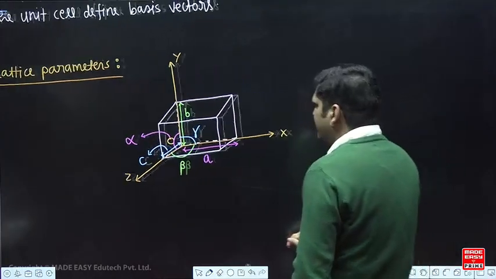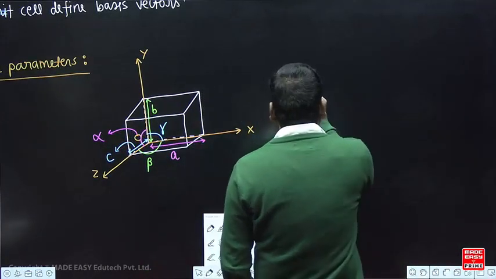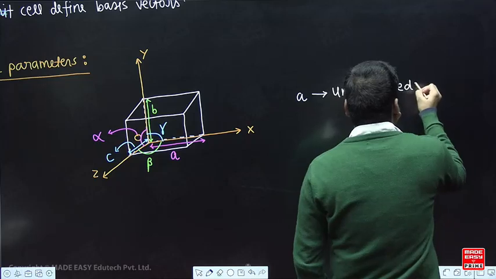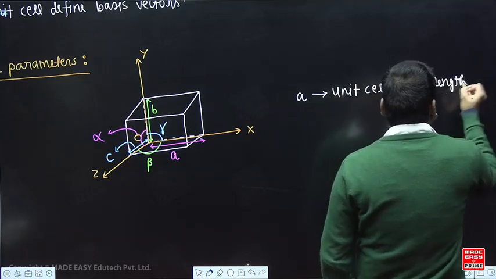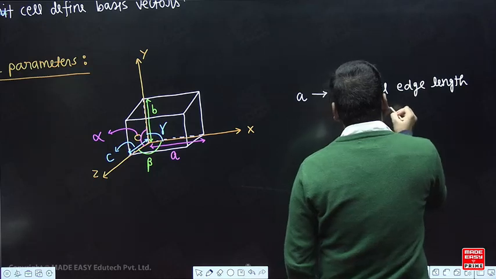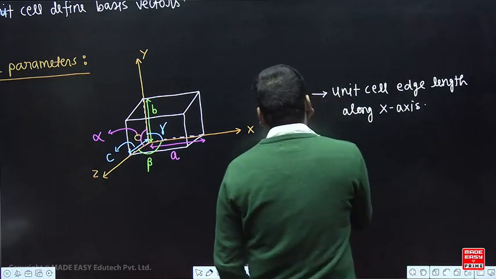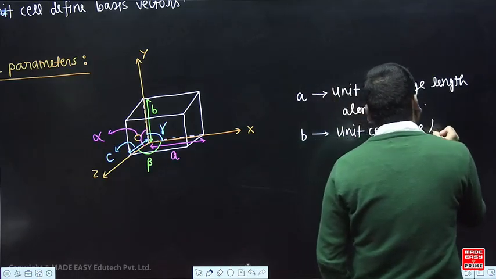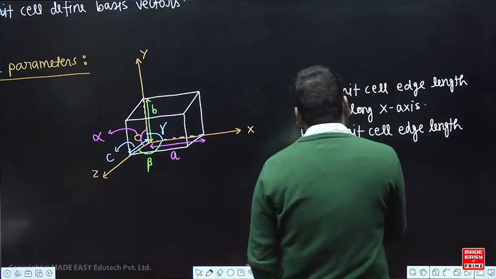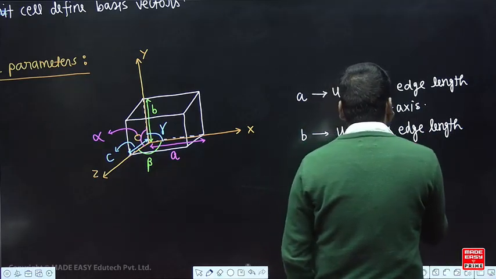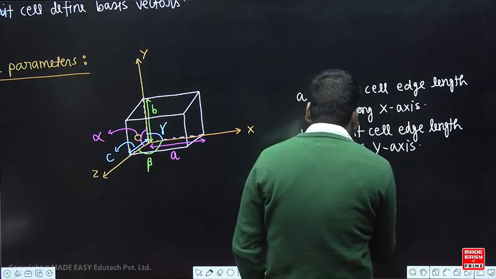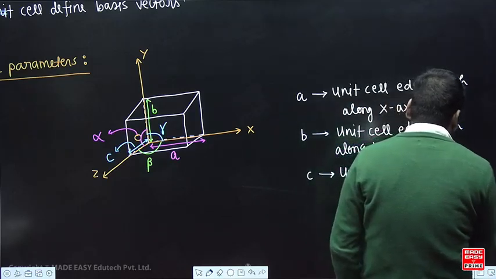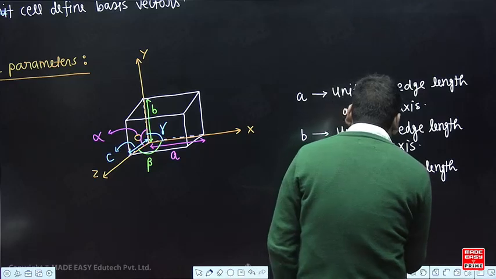So, we have three edges: a, unit cell edge length along the x axis; b, unit cell edge length along the y axis; c, unit cell edge length along the z axis.